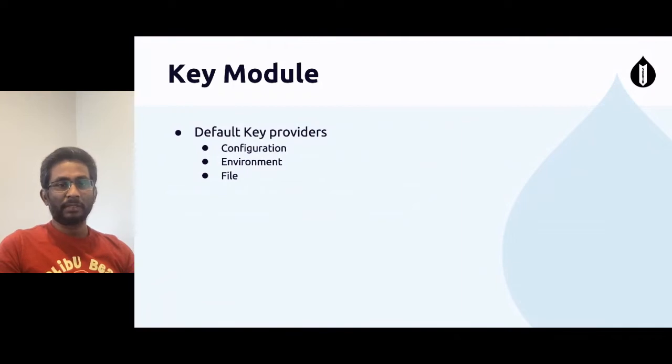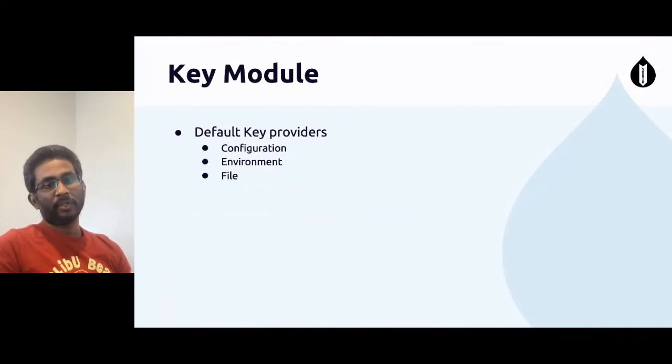One is key providers. With the Key module, it's providing three default methods. One is the configuration provider, so you can basically keep it in Drupal configuration. And then environment. As I mentioned before, you can keep it in your environment variables with this environment provider. And then the file provider. With this method, you can easily store certificates, like private and public certificates or anything, in a file and use this provider to manage it.